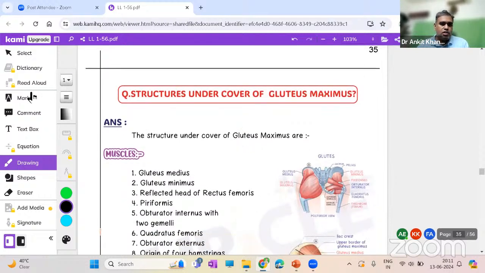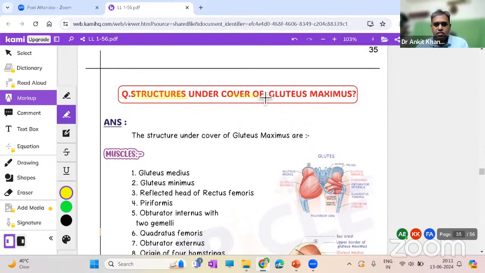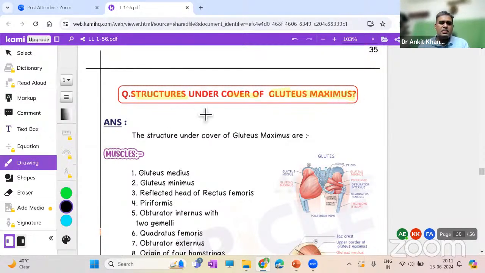Now, the other question in theory that might come is, what are the structures under cover of gluteus maximus? You might wonder why they are asking this question. You might not see its importance right now in the first year, but the moment you become a surgeon, you make an incision from the skin and fascia, you retract the flaps of the skin and fascia, then you have the gluteus maximus muscle. Now this muscle is huge. If you have to enter deep to the gluteus maximus, obviously you have to retract the muscle.